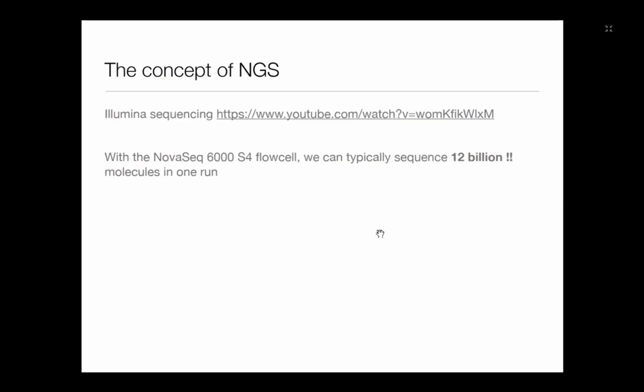We've seen in Mac's talk how Illumina sequencing works. What I like to do from time to time is just go to YouTube and watch some of these videos again, because they're actually quite nice to learn how this works. With the current NovaSeq 6000 and its flow cell, we can sequence 12 billion molecules in one run. That's really massive. That's a lot of data we're getting out.